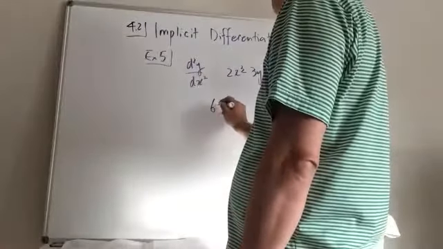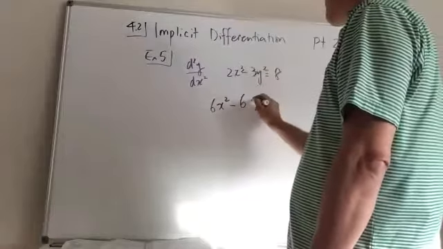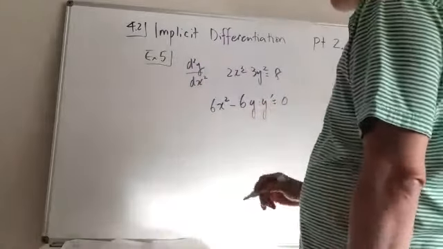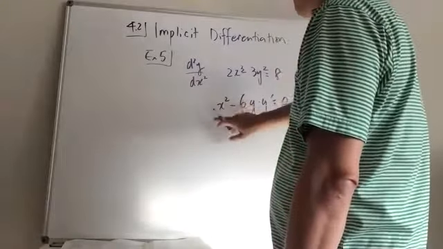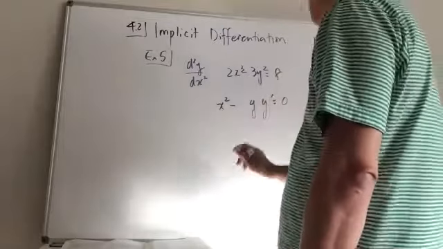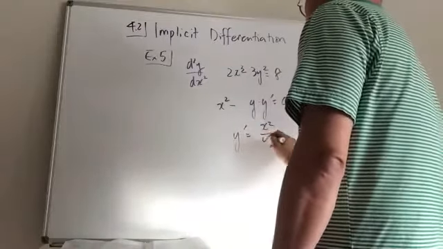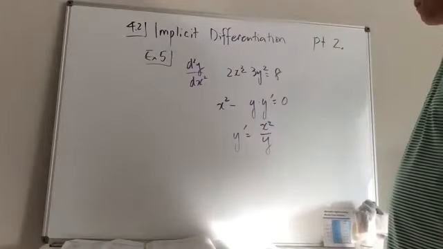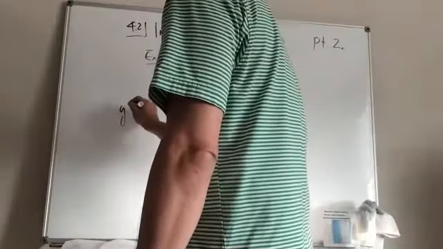So I'm going to get 6x squared minus 6y y prime is equal to 0. The 6's are going to cancel out, so I'm going to get y prime is equal to x squared over y, which is just fine, okay? So we're good here. So now we have y prime, so let's find y double prime.